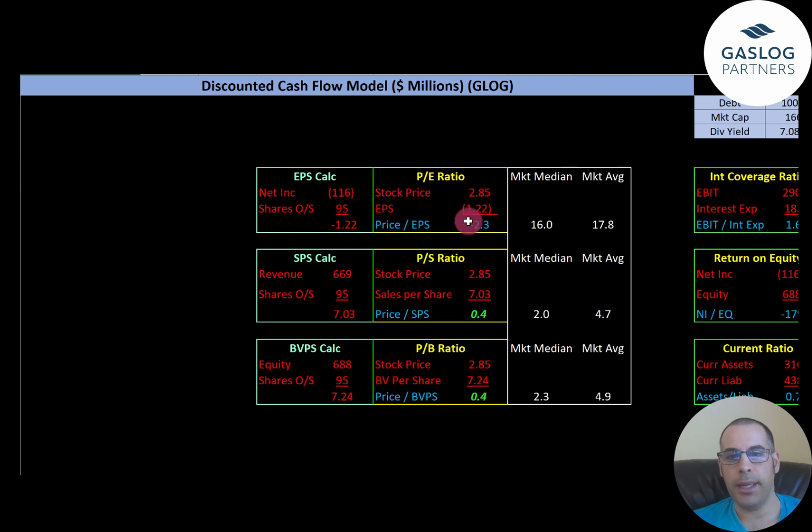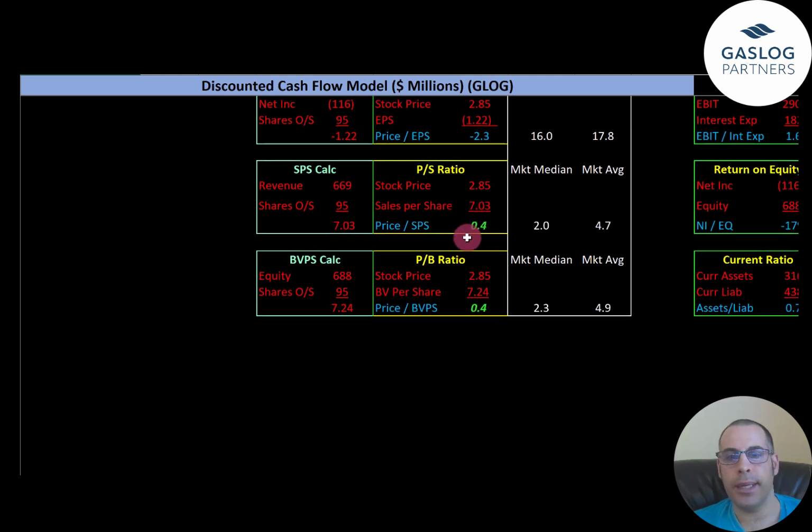They have a negative PE. The median for the market is 16.0. The average is 17.8. PE is stock price over earnings per share. To calculate earnings per share, that's net income over shares outstanding. They had negative net income due to that large impairment, so they have negative PE. We can't look at this ratio.